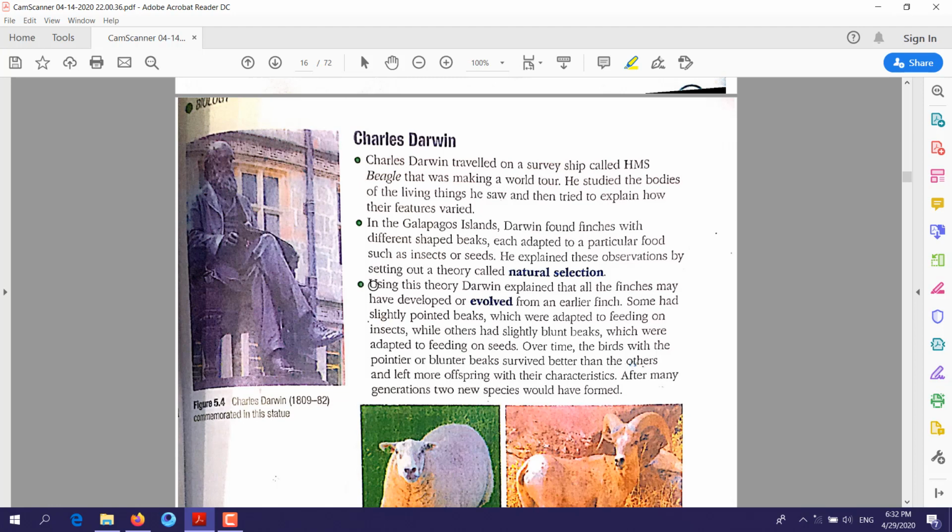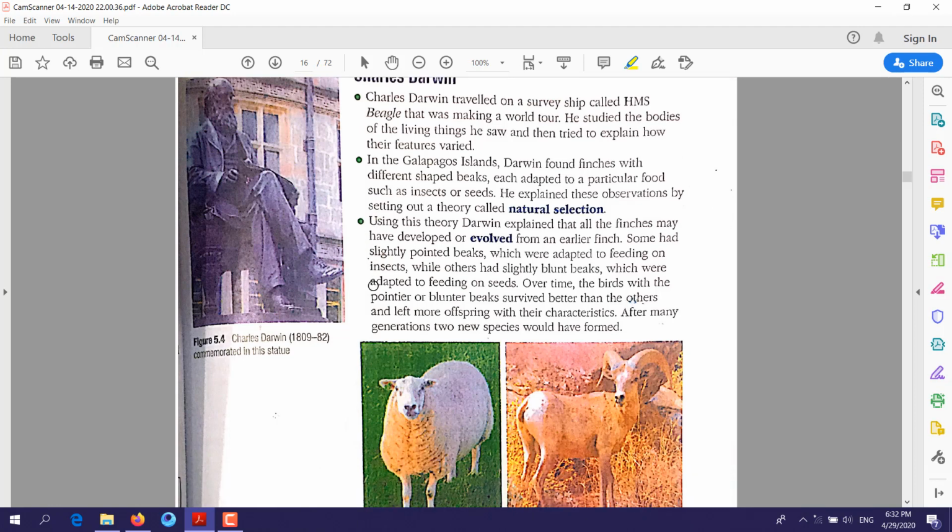So why do these finches have different beaks? It's because of the environment that they live in. So, same organism, but it lives in a different environment. So what happened? This organism, to survive, to stay alive in this environment, what happened? It evolved. So a change happened to its body. So now this organism is adapted to the environment.